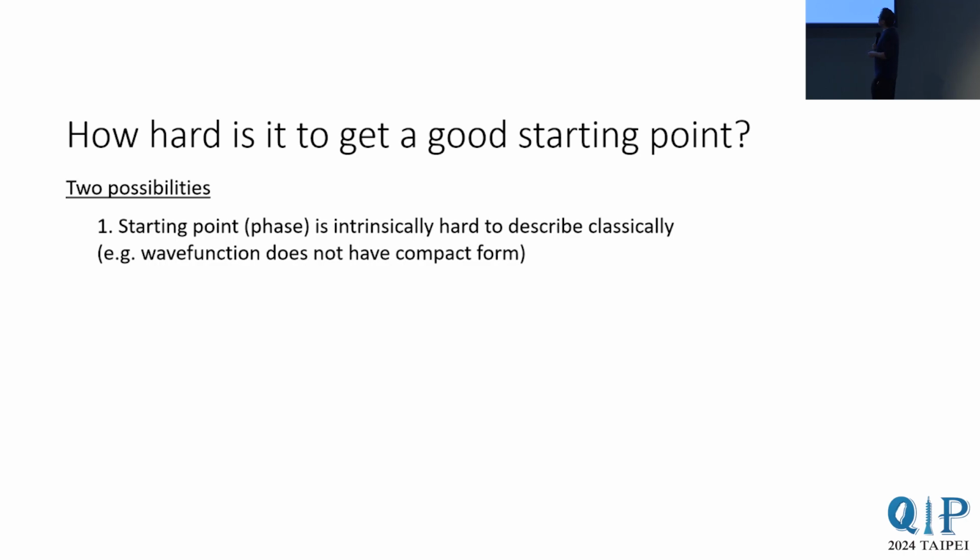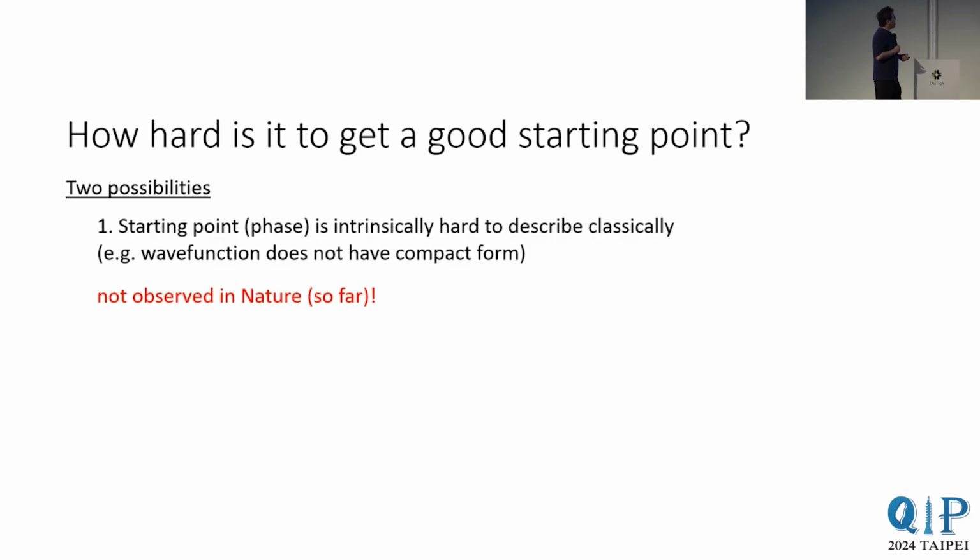But one possibility is that it's hard to get a good starting point because intrinsically, the starting point cannot be described classically. In other words, to obtain a reasonable qualitative description, you can't write down any qualitatively correct wave function in polynomial time on a classical computer. Right? So this is one possibility. There's no good classical starting point. But as it turns out, I am not aware of any case where this is true in natural chemical matter.